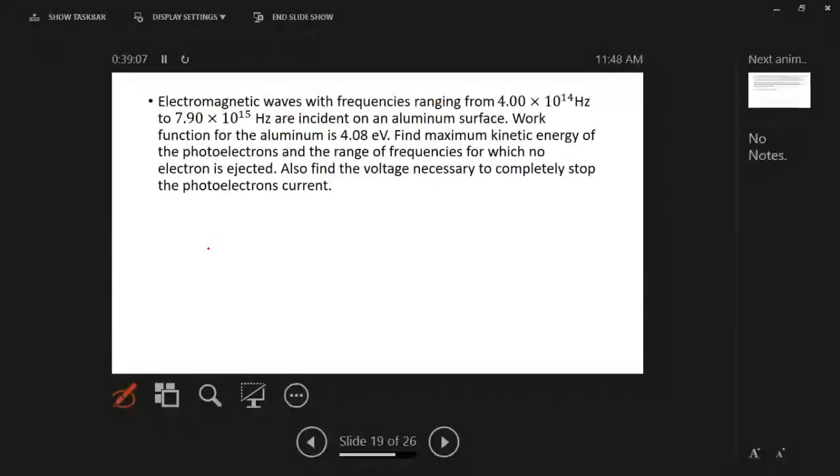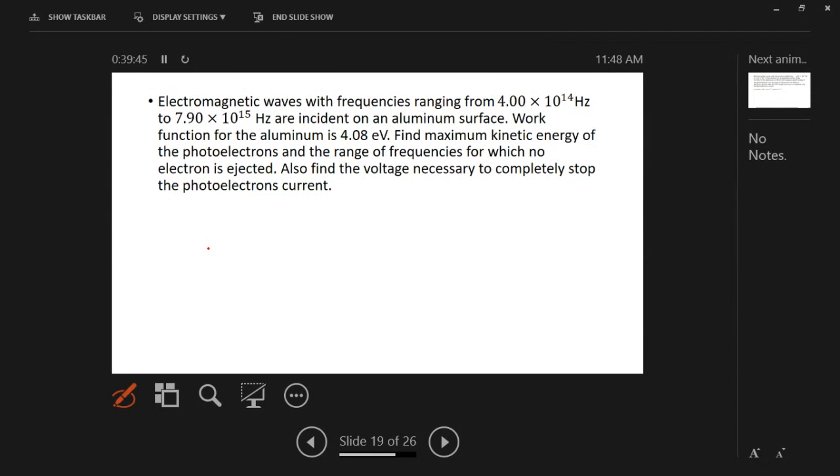Now let's do a simple numeric problem before finishing this lecture. Electromagnetic waves with frequencies ranging from 4 times 10 to the 14th hertz to 7.9 times 10 to the 15th hertz are incident on an aluminum surface. The work function for aluminum is 4.08 electron volts. Find the maximum kinetic energy of the electrons, the range of frequency for which no electron is ejected, and also find the voltage necessary to completely stop the photoelectron current.